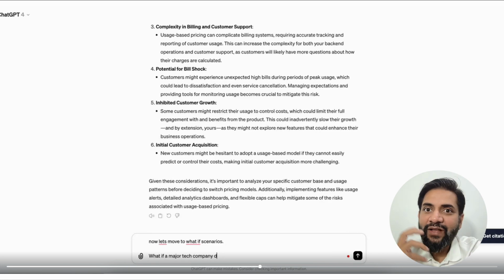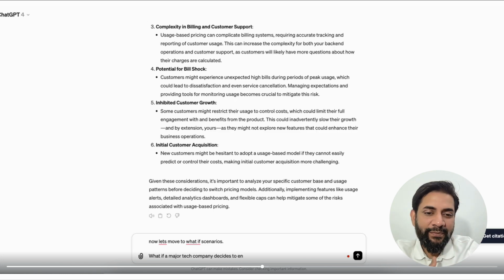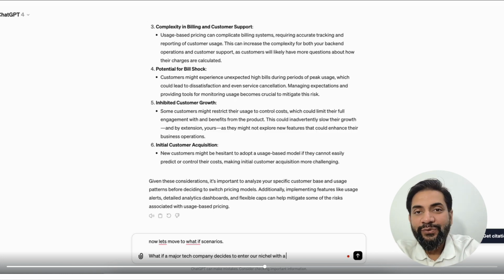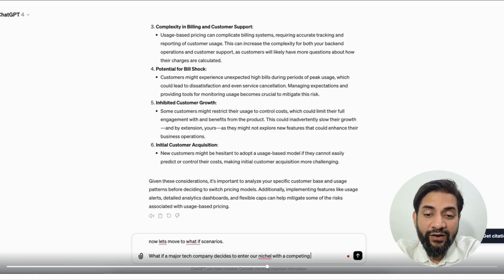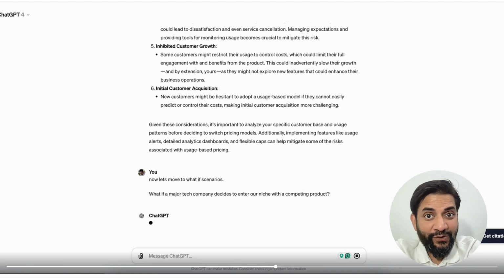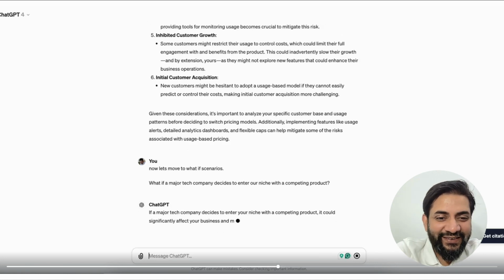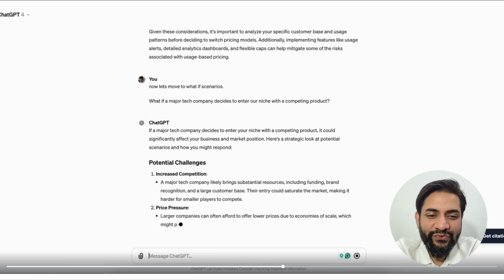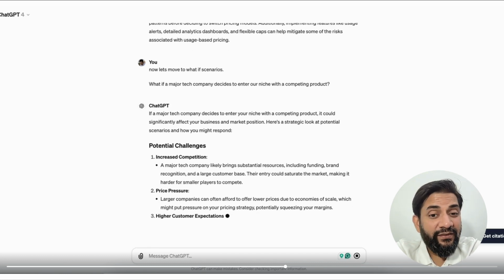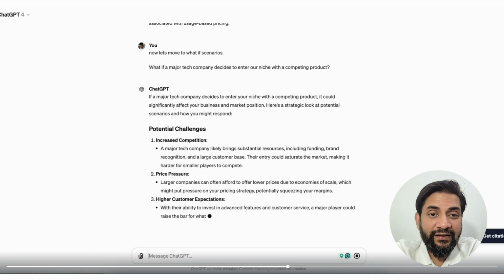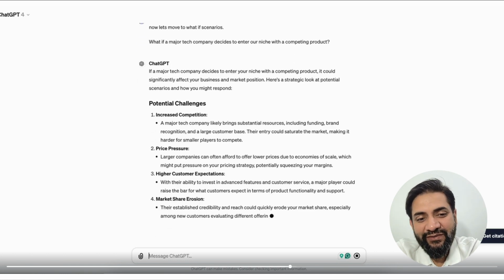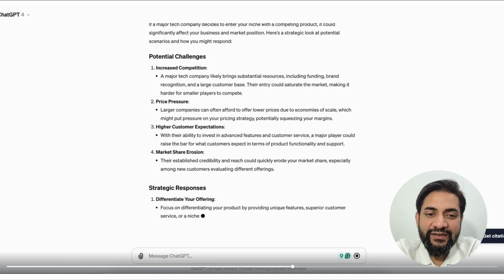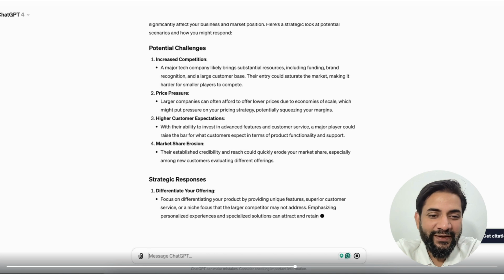What if this happens, or what if that happens? What would happen if this happened? So what if a major tech company decides to enter our niche with a competing product? So if they enter, these are the things that might happen. So increased competition is obvious. Pricing pressure with a market leader entering would be there for sure. Higher customer expectations, yes. Market share erosion, obviously that would be there.